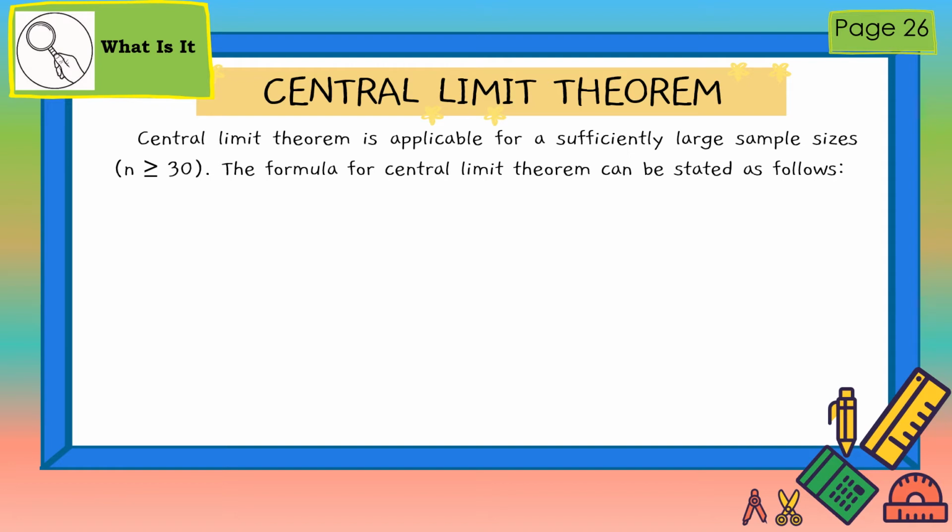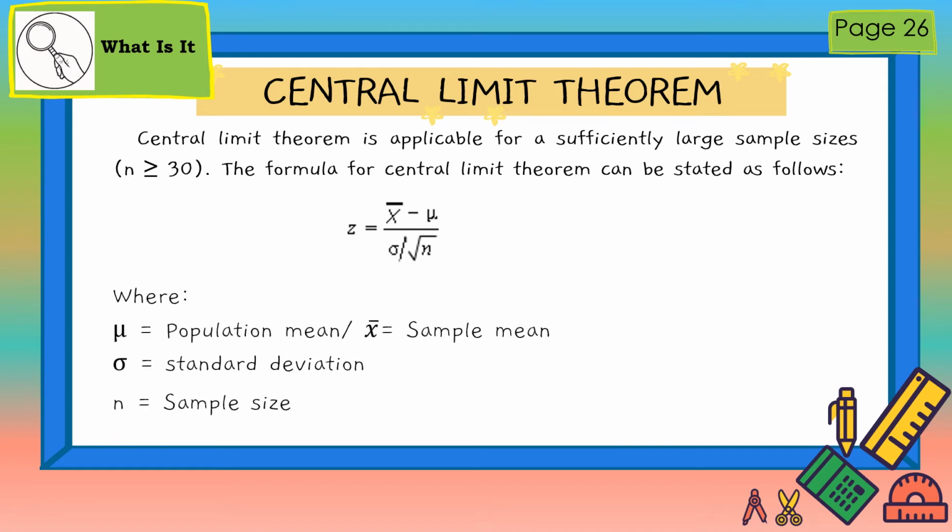The formula for the central limit theorem can be stated as follows. We have z equals the sample mean minus the population mean over the standard deviation divided by the square root of the sample size, where mu equals the population mean, x bar is the sample mean, sigma is the standard deviation, and n is the sample size.